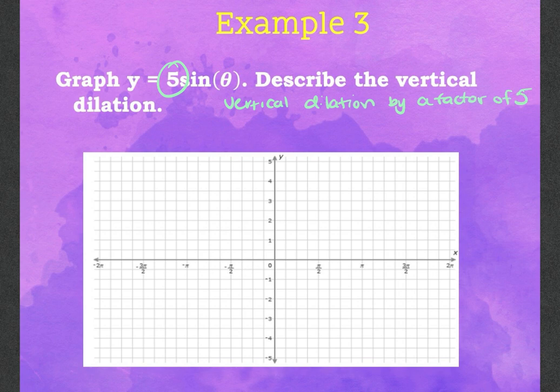The parent function is sine, so we start at 0. We're going to go up to 5. We're going to come back down to 0, down to -5, and back up to 0. There is one period of our function. If we wanted another period, we could just reflect it over the y-axis.